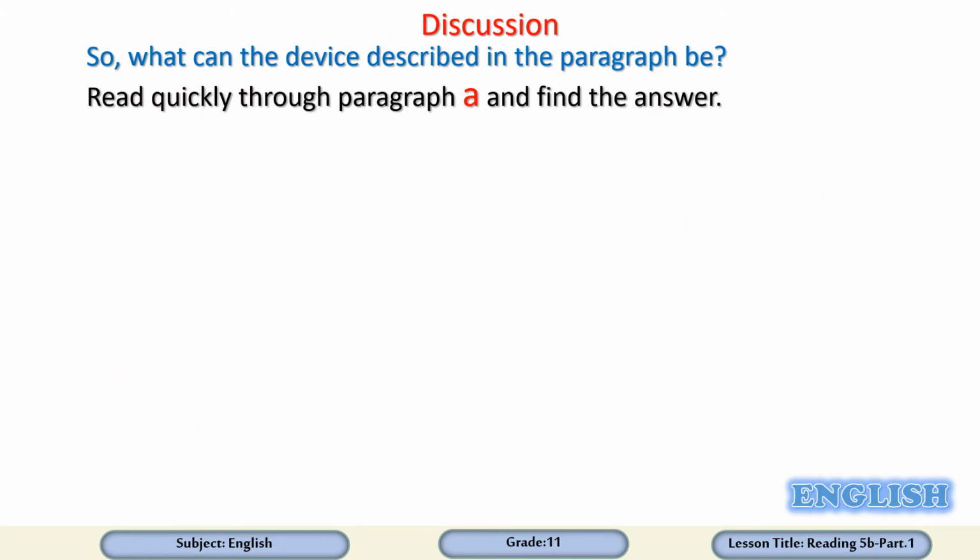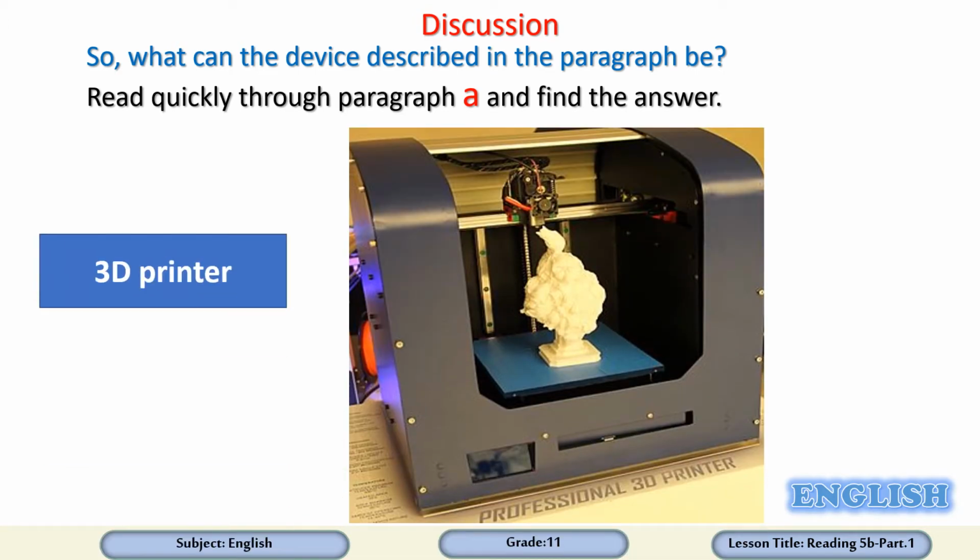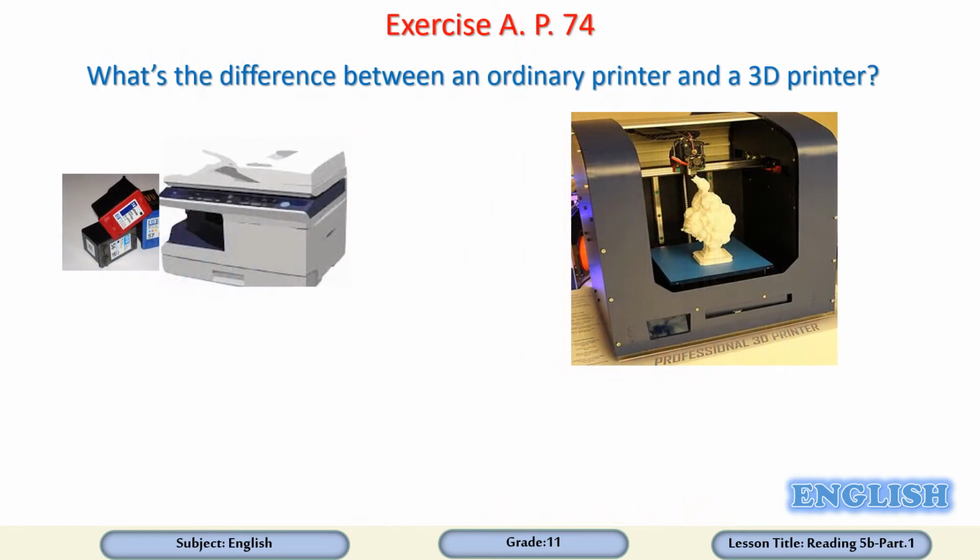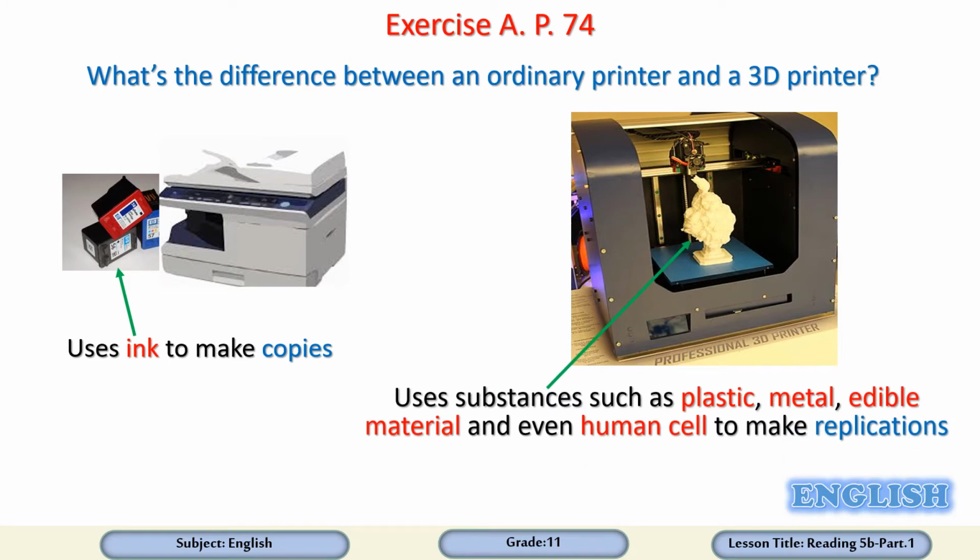So what can the device described in the paragraph be? Read quickly through paragraph A and find the answer. Excellent. It's a 3D printer. What's the difference between an ordinary printer and a 3D printer? Excellent. An ordinary printer uses ink to make copies, while a 3D printer uses substances such as plastic, metal, edible material, and even human cells to make replications.